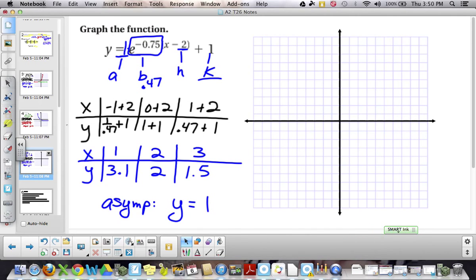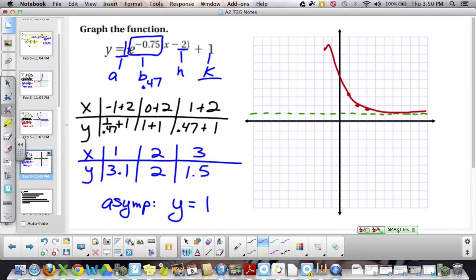So our graph, do the asymptote first. So that's y equals 1, which is right here. Then plotting the points. Got 1, 3.1, which would be right about here. Then 2, 2 would be here, and 3, 1.5 would be about here. So our graph is going to go along the asymptote on this side, and then curve up through those points.